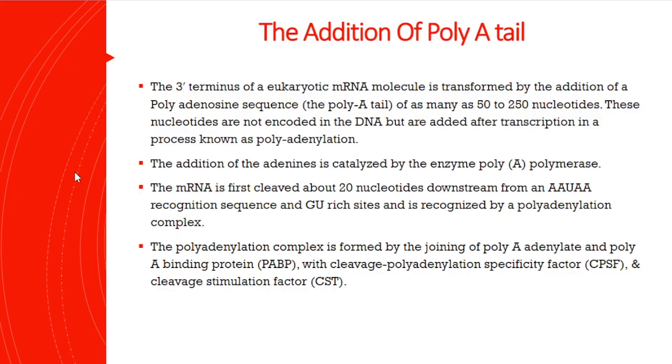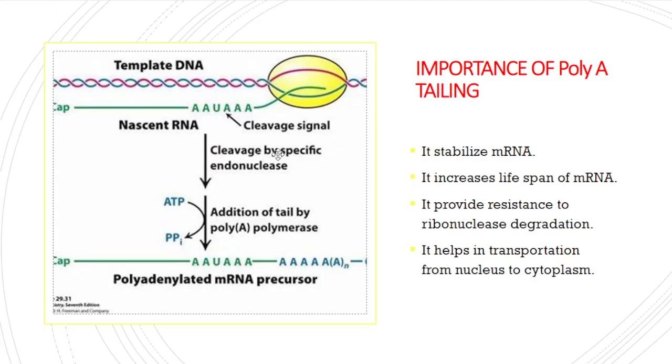The second process of post-transcriptional modification is the addition of a poly A tail, that is polyadenylation. The addition of the poly A tail takes place by the enzyme poly A polymerase. This is the picture with which I'll be explaining the process of polyadenylation. The 3' end of the primary mRNA transcript is modified by the addition of a poly A tail. It is catalyzed by the poly A enzyme. The poly A tail is formed of 2 to 250 nucleotide residues.